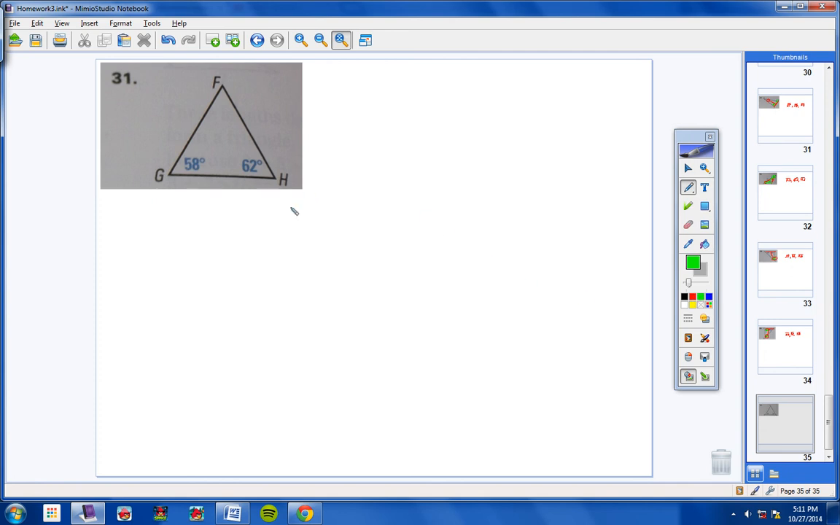We have 58 plus 62, that's 120. So this angle here has to be 60 to give us a total of 180. And now let's go ahead and circle our longest or our biggest angle, 62. Go straight across to the opposite side, and FG must be the longest side.